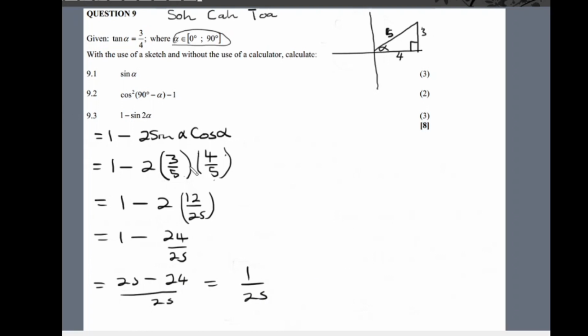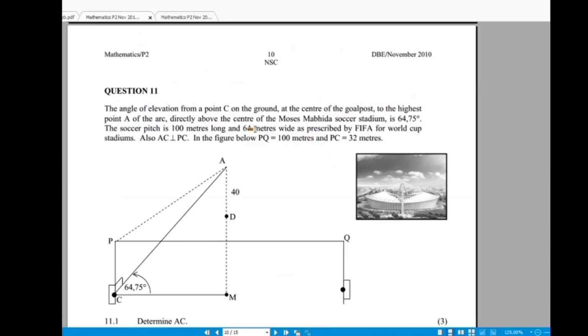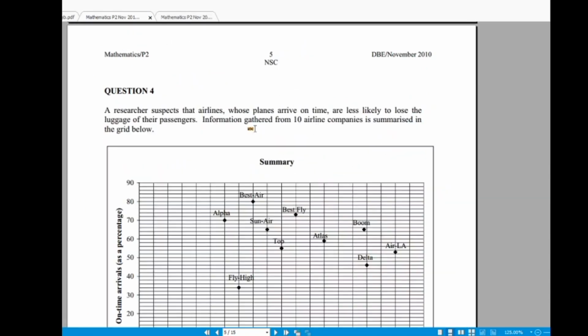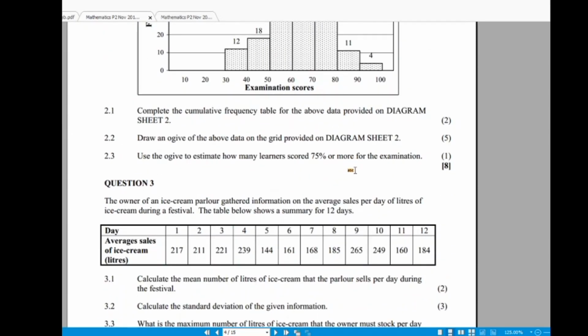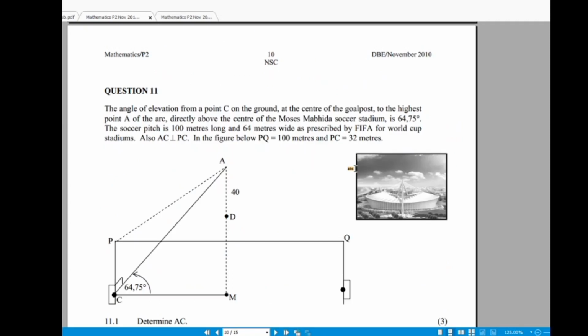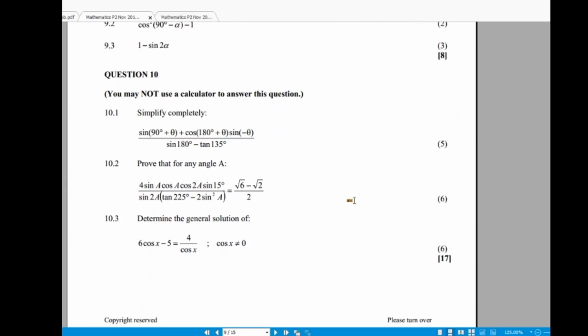Okay, that is 9.3. Oh, we are done with question 9. Moving to question 10. 10.1. Patini, you may not use a calculator to answer these questions. So again, here we will use the reduction formulas.